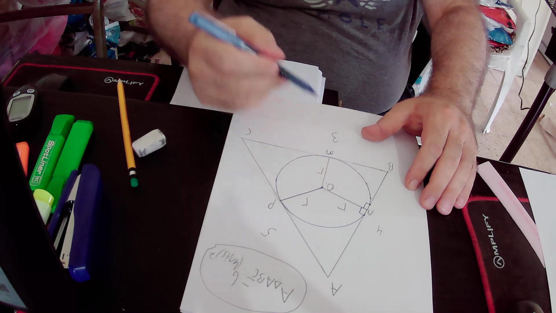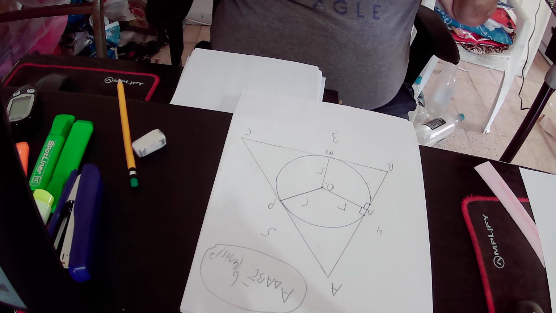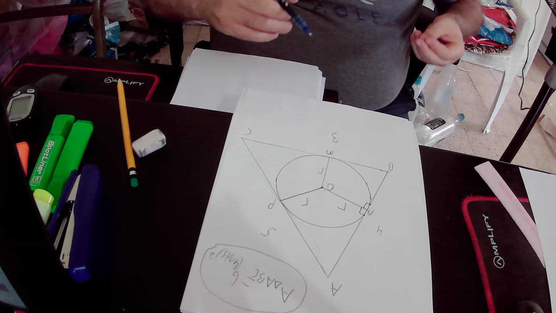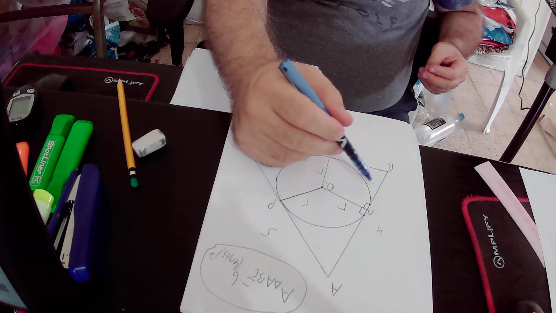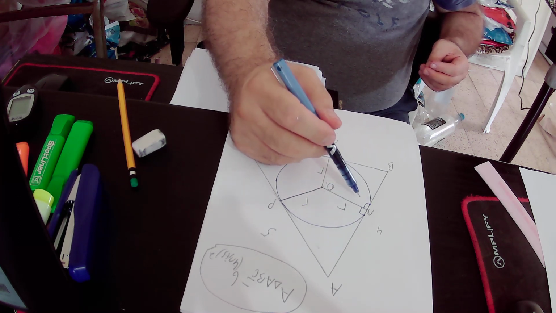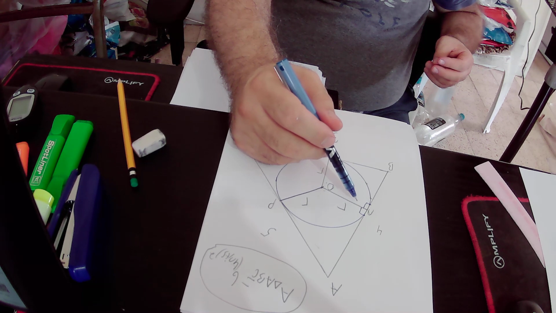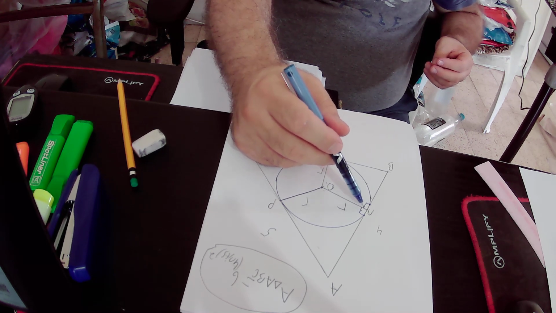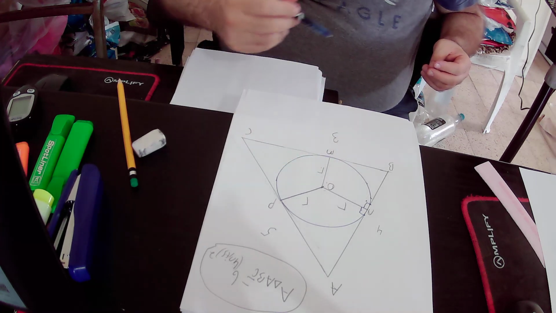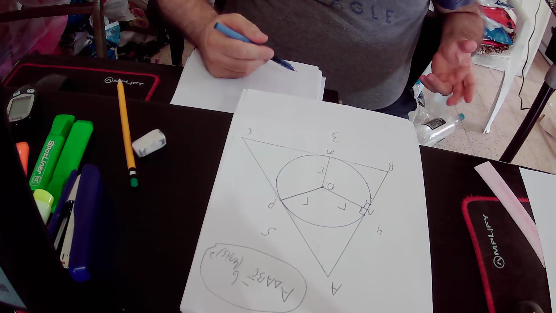Okay? Because the radius is perpendicular to its tangent. We have the radius and we have the tangent to this radius, and the radius is perpendicular to its tangent. That is to say, this angle is 90 degrees and also this angle equals 90 degrees. Okay?